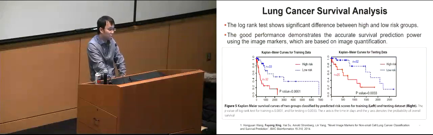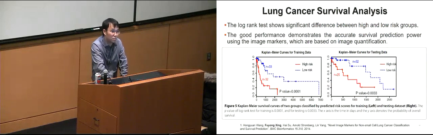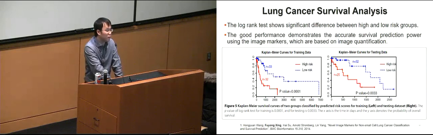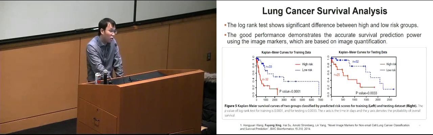As we see in these two figures, there is a significant difference between the two groups, the low and high risk groups, which means that the image representation we deliver is very effective in this task. This project was a collaboration with the Department of Statistics at my previous university. Our contribution is that we quantify the images and then deliver the image representations as well. And I think these are all the applications for today.